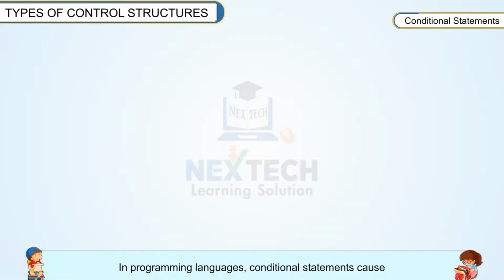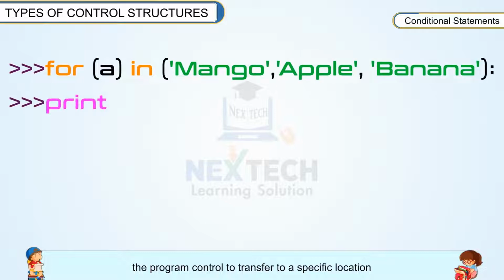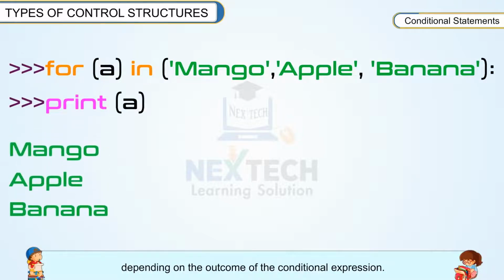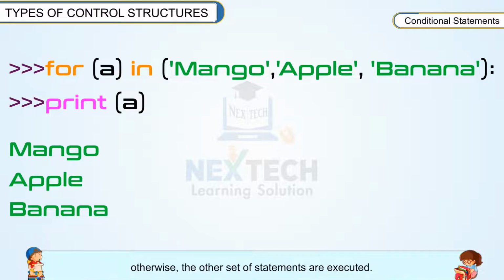Conditional statements. In programming languages, conditional statements cause the program control to transfer to a specific location depending on the outcome of the conditional expression. Every decision involves a choice between the two alternatives, yes and no result. If a conditional statement is true, then one set of statements are executed. Otherwise, the other set of statements are executed.